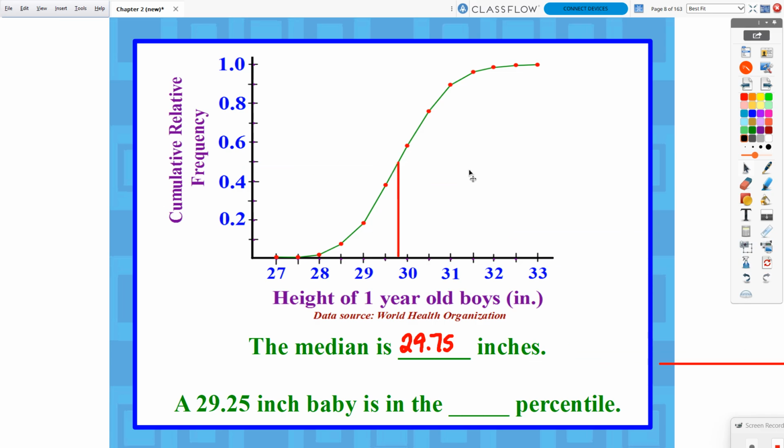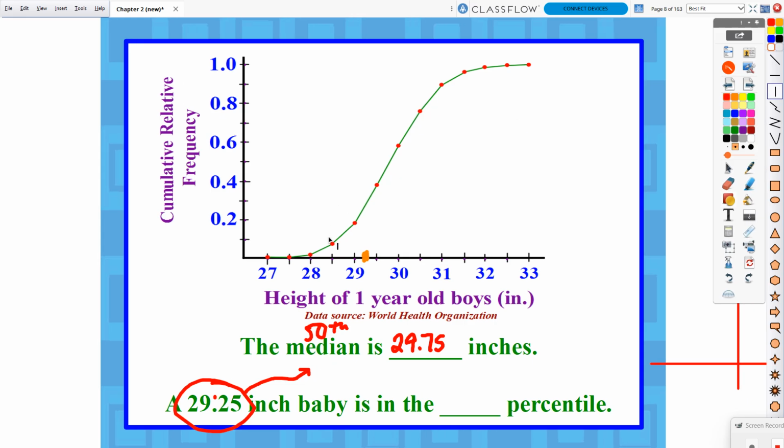So let me throw these over here. And so if I wanted to estimate 29.25, one thing I can already look at here is 29.75 was the median, which again was the 50th percentile. So if I have 29.25 and that is smaller than 29.75, I know based on the median being 29.75, a 29.25 inch baby is going to be below the median. It's going to be something smaller than the 50th percentile. So let's see what exactly that comes out to be. So 29.25, that would be right here, right in between 29 and 29.5.